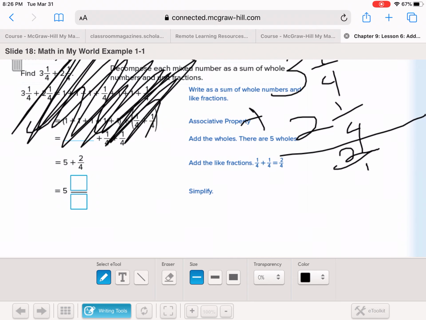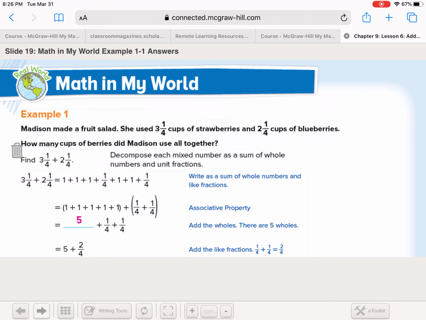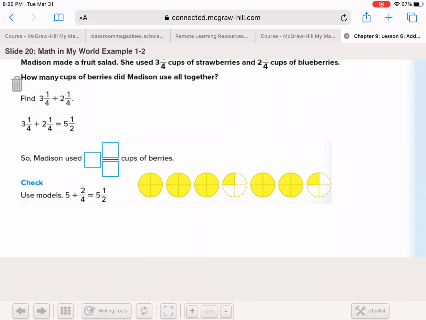Now, you probably should make your 2/4 into 1/2 because they are going to ask you to simplify. That I don't think is crazy. So the answer would actually be 5 and 1/2. But I do think this other stuff is a little wacky. 3 and 1/4 plus 2 and 1/4 equals 5 and 2/4, and 2/4 simplifies to 1/2 because 2 is half of 4.